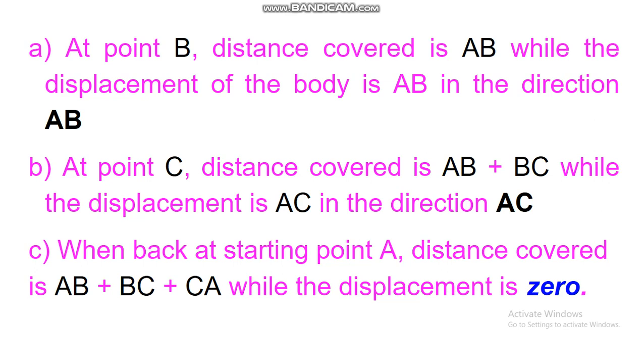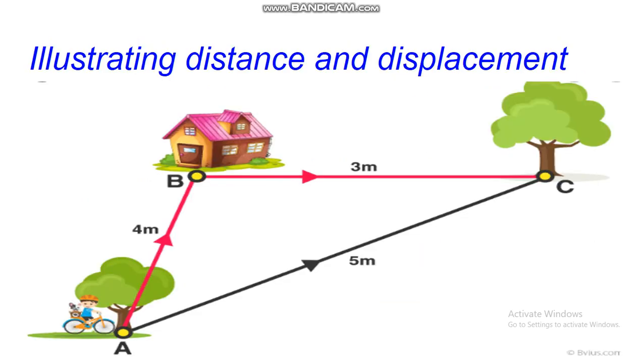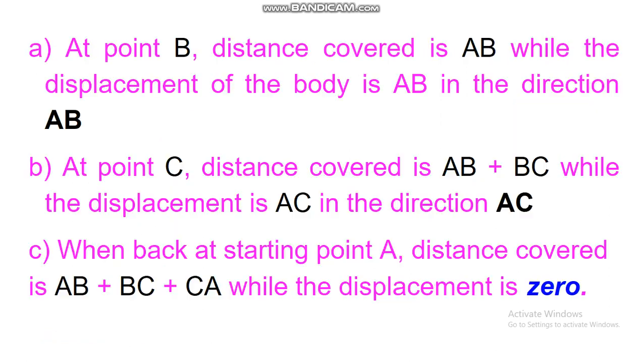At point C, the distance covered from A to C will be AB plus BC. That is the distance. While displacement AC is displacement AC in the direction bold capital A and C.